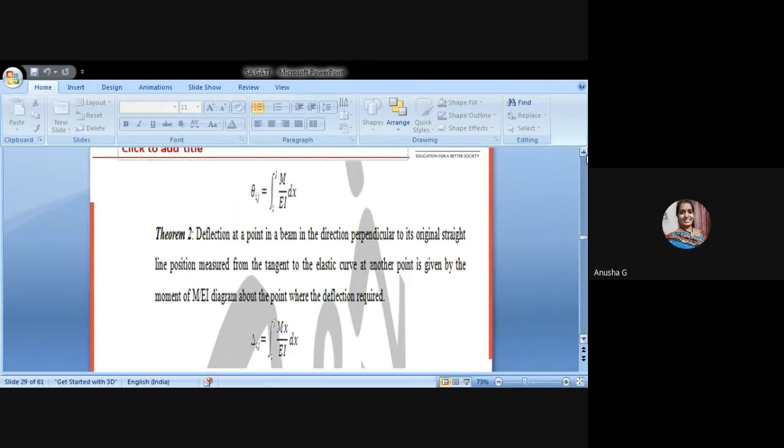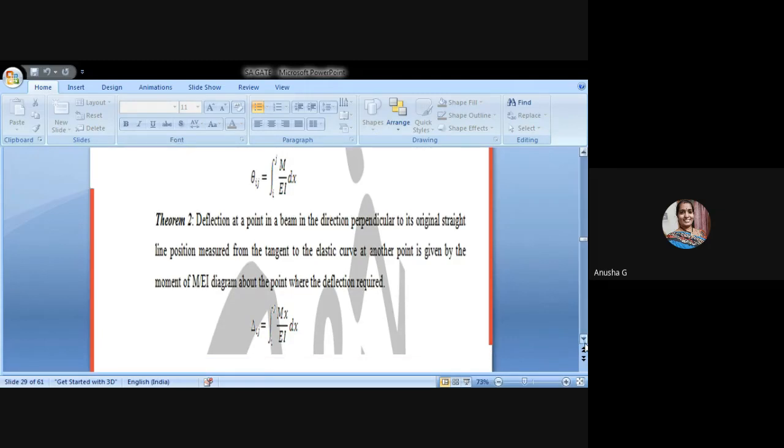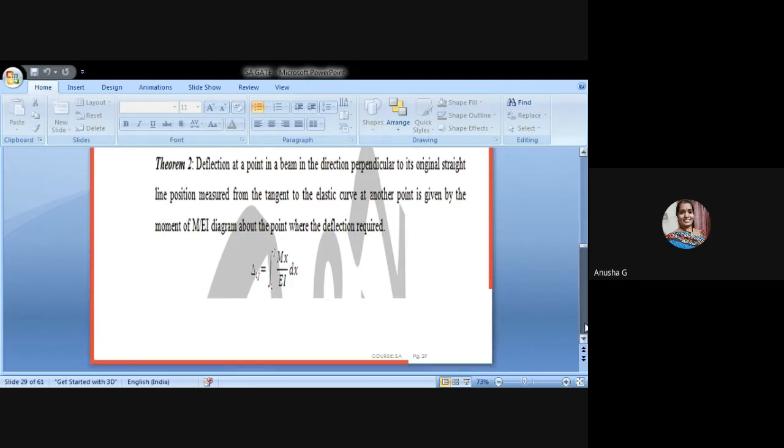We are finding the displacement here. Displacement or deflection, both are the same here. Delta equals integration of Mx, at a distance of x, Mx by EI into dx. Here the angle we are finding, that angle theta equals integration from 0 to L, or I to J, M by EI into dx. This is theorem 1, that is the slope. Theorem 2 is the deflection. Slope and deflection, we are calculating these two by the moment area method using these two equations.